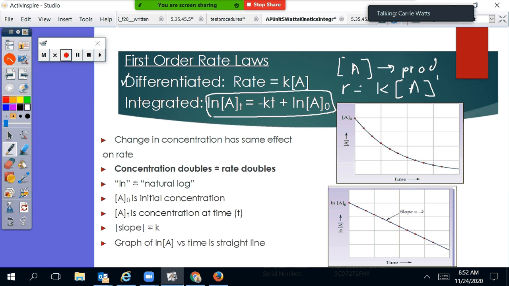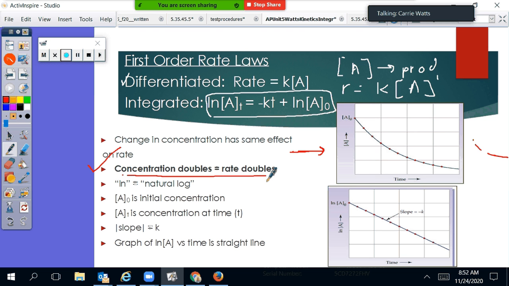Let me show you first, when you graph, if you look at this first top graph, if you actually do the plot with the concentration of A over time, you can see that it is not a straight line. So the change in concentration has the same effect on rate as a zero order. It's just that instead, as the concentration doubles, the rate doubles.